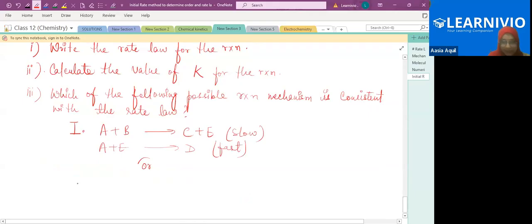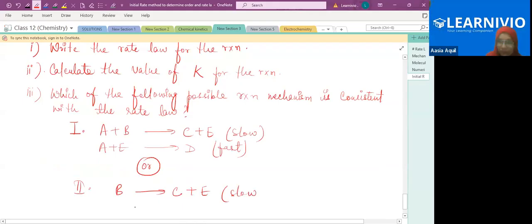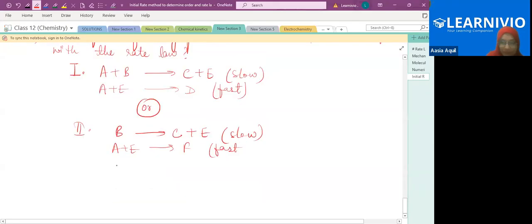And the second option is B, it just decomposes to form C plus E. And this is your slow reaction. A plus E will give you F. Again, this is a fast reaction. A plus F will give you D. This is again a fast reaction. Okay, so that's the question.